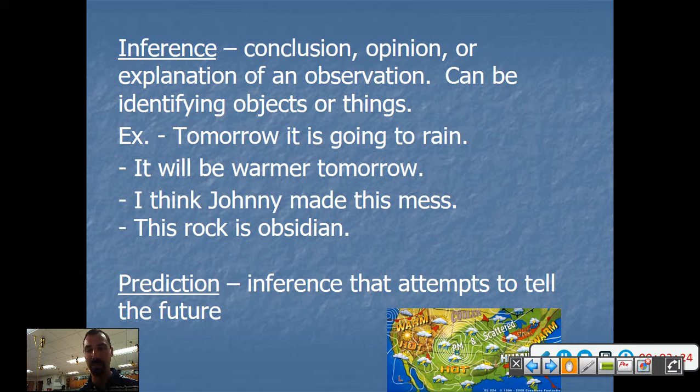Observation, you see it happening. You see Johnny making that mess. An inference, you're making a guess, an educated guess. That's the way I like to think of it. The rock is obsidian. Maybe I'm wrong. Maybe it's really basalt. So in other words, there is some uncertainty to an inference. Predictions are a type of inference that attempts to tell the future. Weather forecasting obviously is a prime example of that.